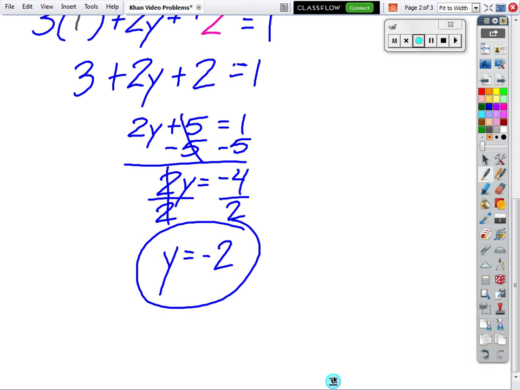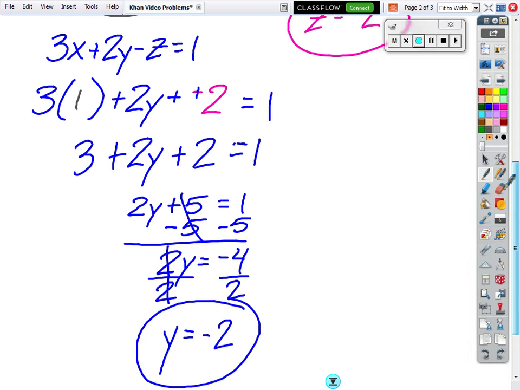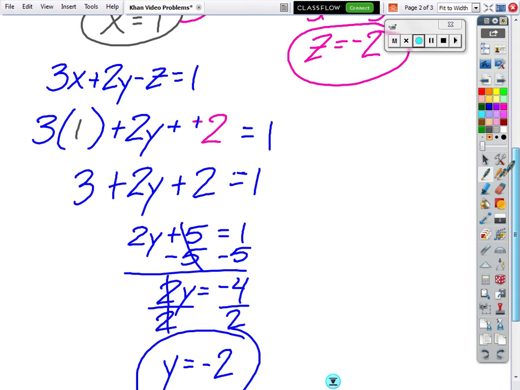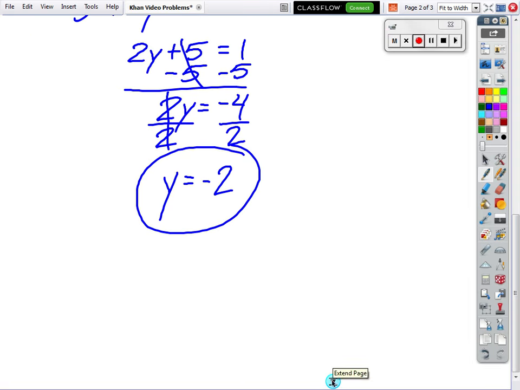And thus, this system has been solved. X is positive 1, y is negative 2, and z is also negative 2. And as I encourage, it's sometimes nice to write the final solution as the understood x, y, z.